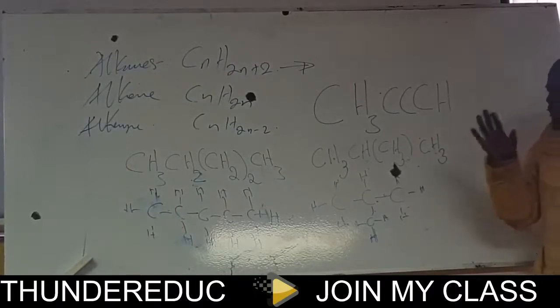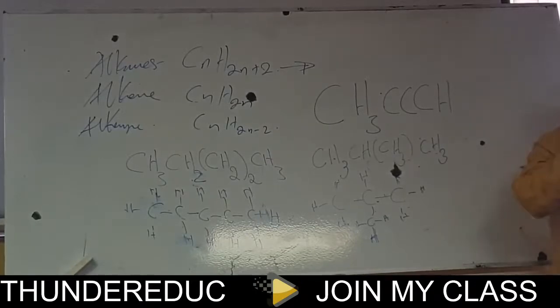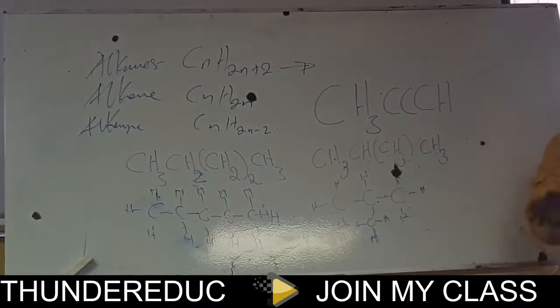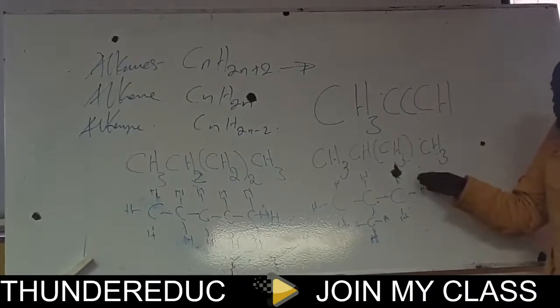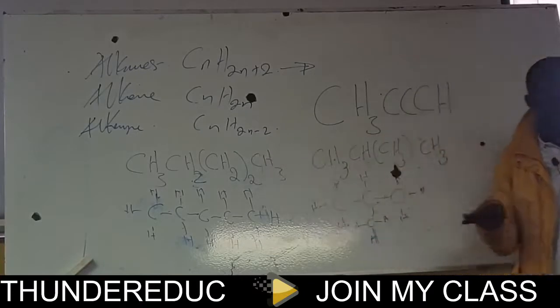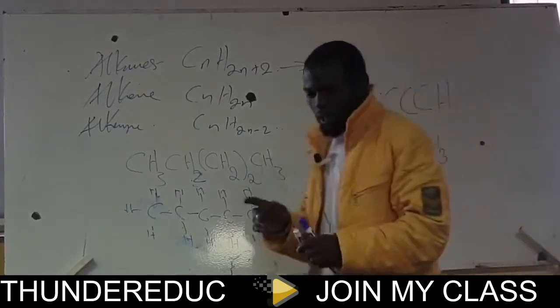Yeah, please. They brought this question in the previous paper, and most of the kids did not get it correct, because they saw that whatever is in the brackets is a branch. But it's only a side group if the number of hydrogens is less. Any question there?